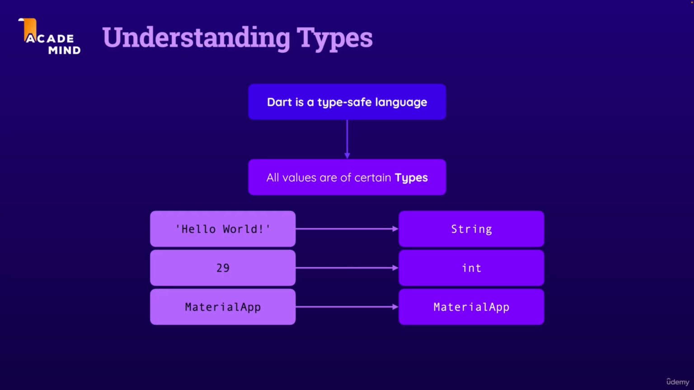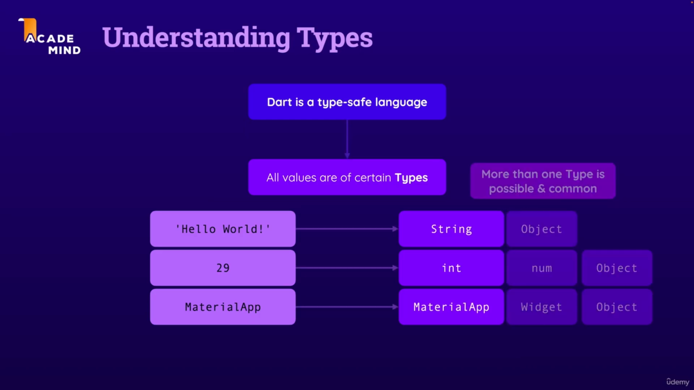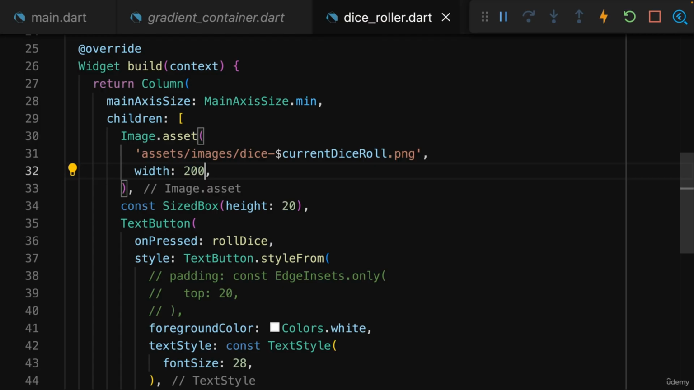You also learned that values are not just of one single type, but instead of multiple types. They are always of type object, at least, because all values are objects in Dart, but they might also be of other additional types. For example, material app is not just of the very specific material app type, but it also has the more general widget type. And this type feature exists in Dart to make sure that you're not accidentally using the wrong type of value in the wrong place. Like for example, passing some text as a value for width, when this actually wants a number.